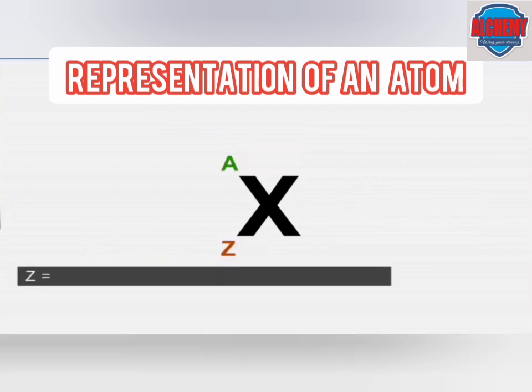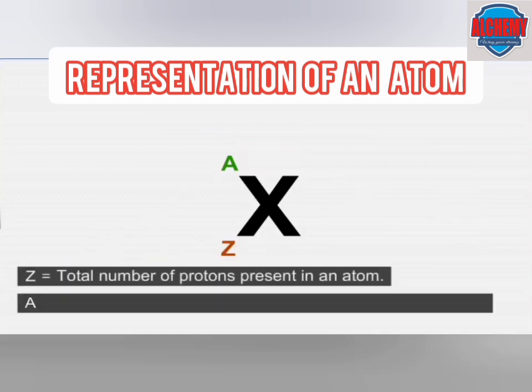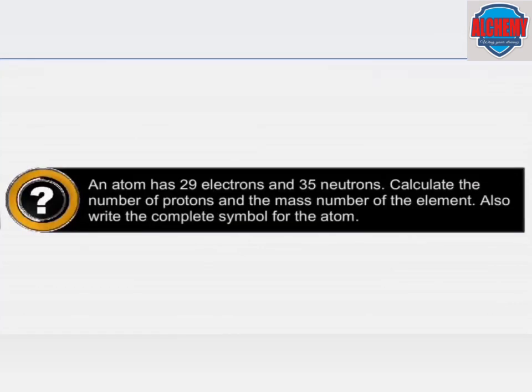The atomic number Z gives the number of protons present in an atom, whereas the mass number A gives the total number of protons and neutrons present in an atom. We will now discuss a simple question based on this. An atom has 29 electrons and 35 neutrons. Calculate the number of protons and the mass number of the element. Also write the complete symbol for the atom.